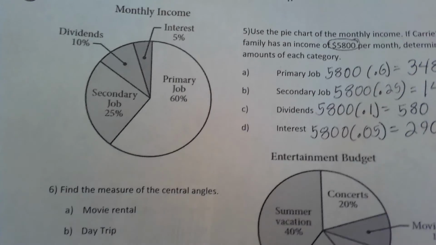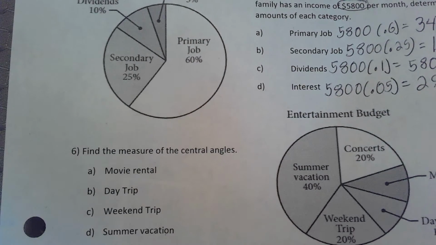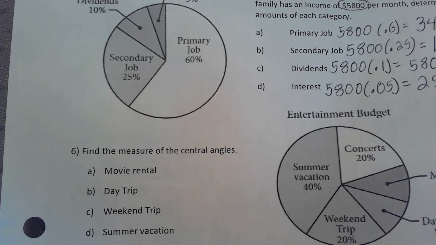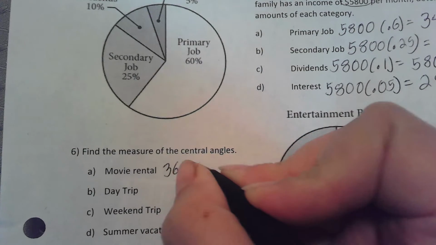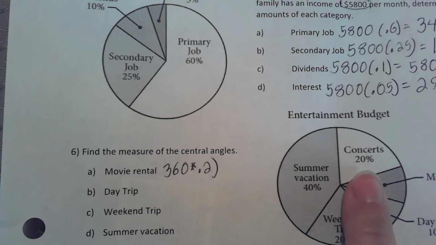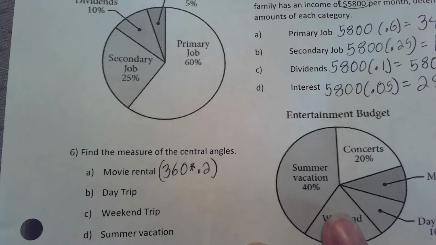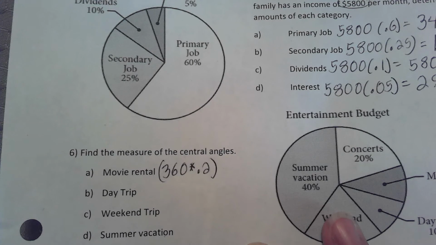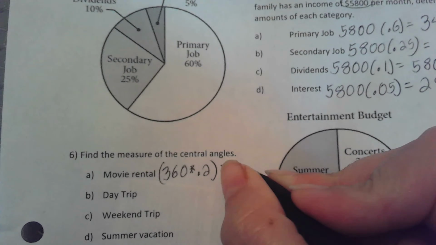Okay. This one, it says find the measures of the central angle. So remember, we're going to multiply that times 360. So 360 times 20%. Notice that where I got the 20% is from over here, right? Okay. So it's 20%. Remember, it's 360 because there's 360 degrees in a circle. If we go full circle, it's 360. So that would be 72 degrees.